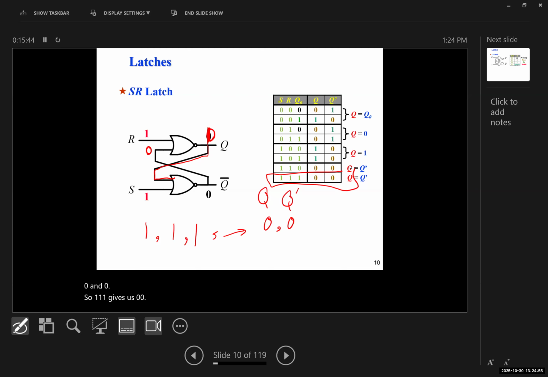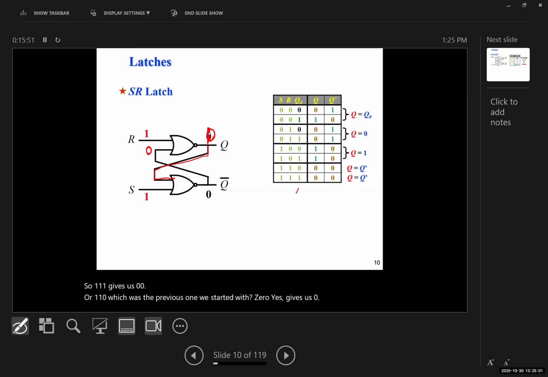Or 1, 1, 0, which was the previous one. We started with 0, yes? Gives us 0. Now from here, tell me, for example, I want R to be 1, S to be 0, something like that. What do you want me to change? Let's do R 0 and S, keep it at 1, yes? And initially Q is 0.